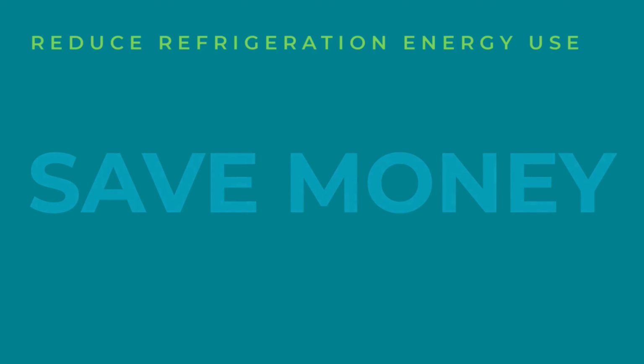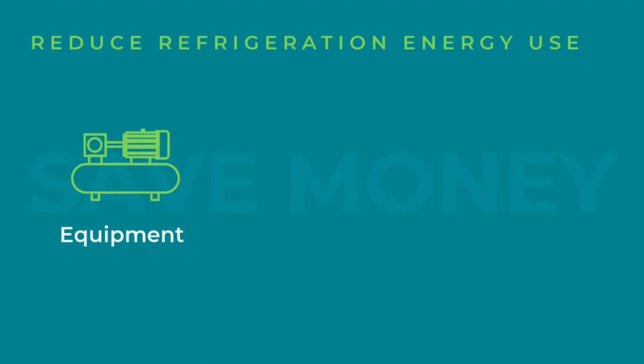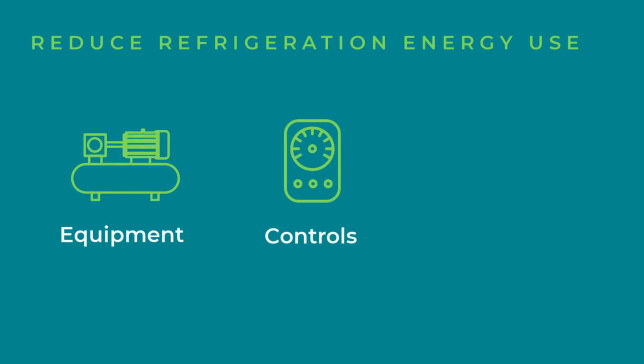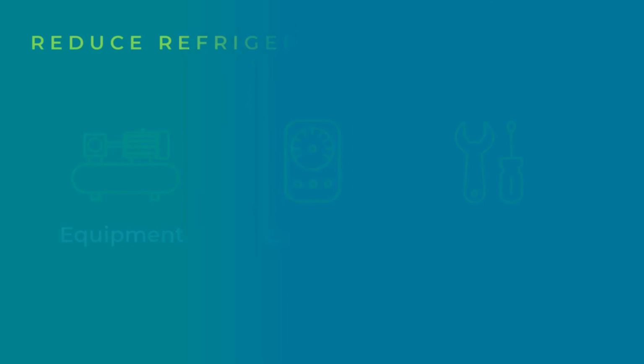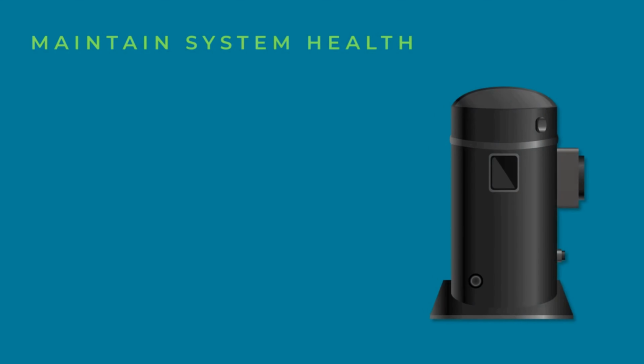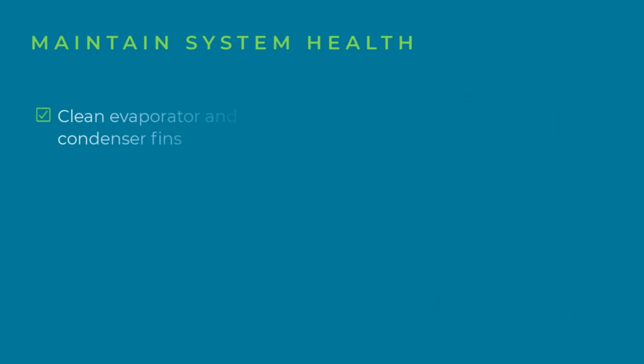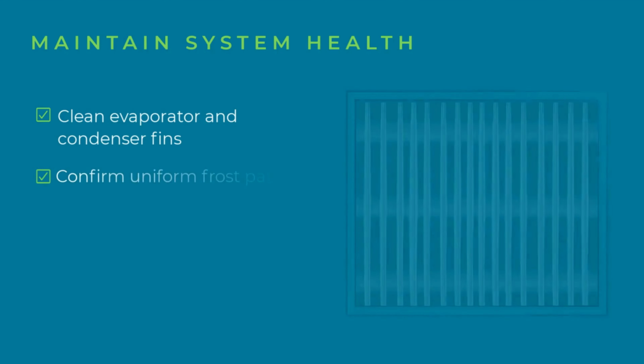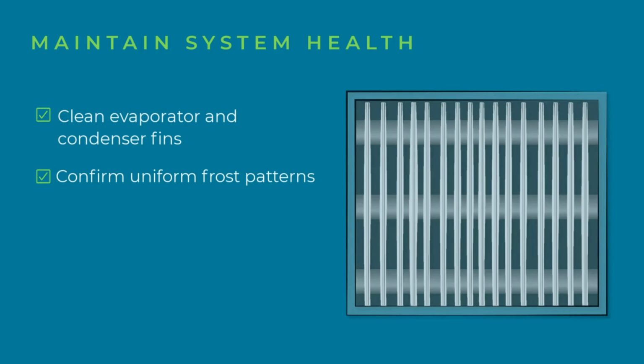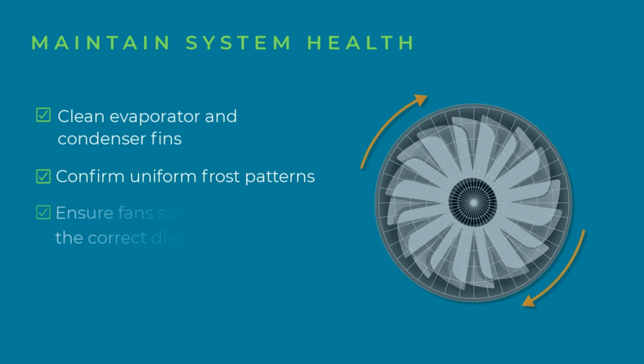The refrigeration process is very energy intensive, and costs can be exacerbated by old equipment, poor or no controls, and lack of good maintenance information. Maintaining system health is pretty straightforward. Ensure all equipment is in good working order, including sufficient refrigerant charge, valves, liquid line filters, and motors. Cleaning evaporator and condenser fins and confirming uniform frost patterns on evaporators is a must. It also helps to ensure fans are spinning in the correct direction.